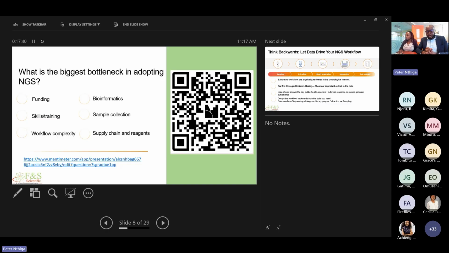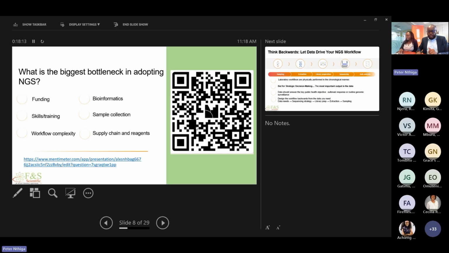Skills training, I think, from an industry point of view, this is something that we are taking seriously in providing capacity building to be able to adopt NGS. Okay. Yeah, but at the end of the session, you can have a discussion around this, on how we can help each other solve some of these different bottlenecks.